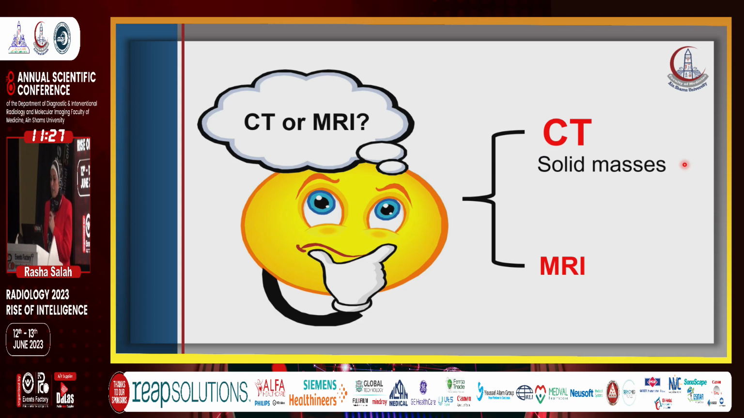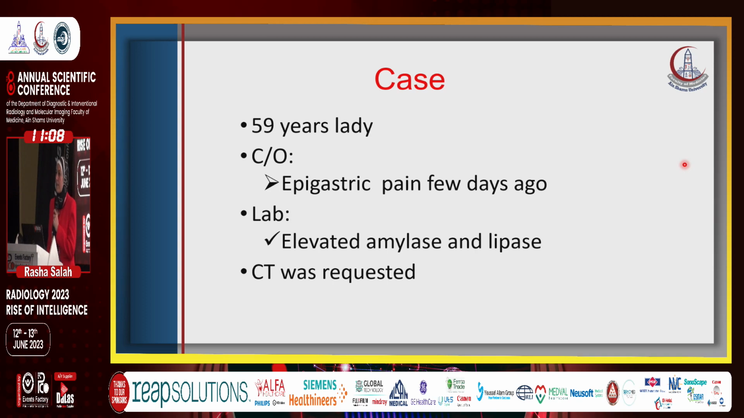But MRI is reserved only as a problem-solving technique, and also for evaluation of small masses, and if there is a high risk for hepatic focal lesions. Also, if we are dealing with a pancreatic cystic lesion, then we ask for MRI, not for CT. Let's see the value of imaging and evaluation as we can see in this case.